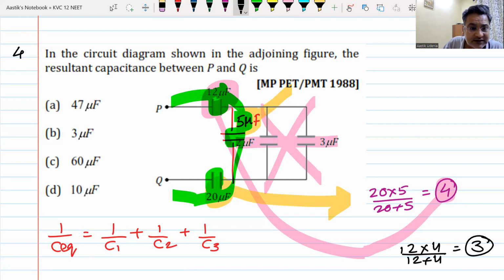Do we understand this? Yes or no? Yes, sir. So you can do it in any way that you wish. Ultimately, your answer is going to come the same no matter how you do this. Shall we move ahead with other questions? The more questions you solve, the better you are going to be.